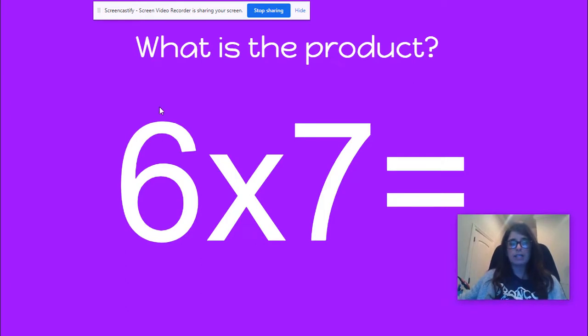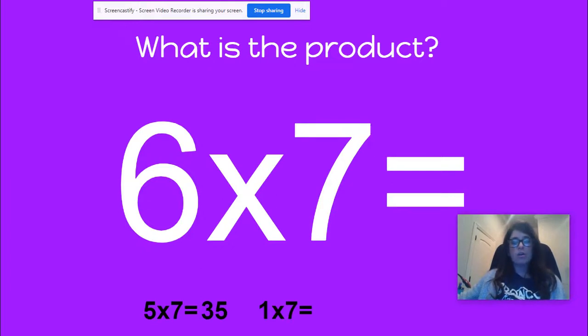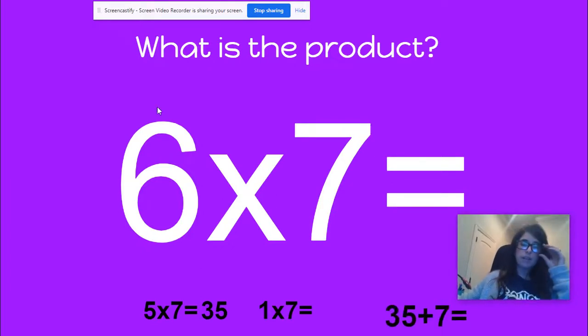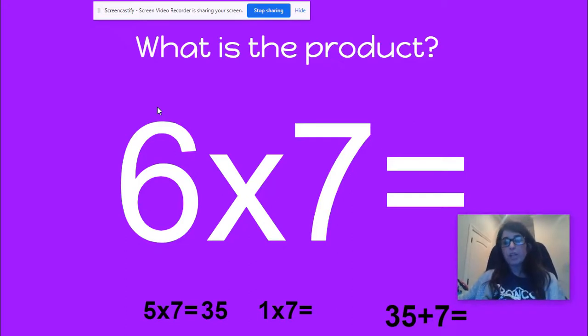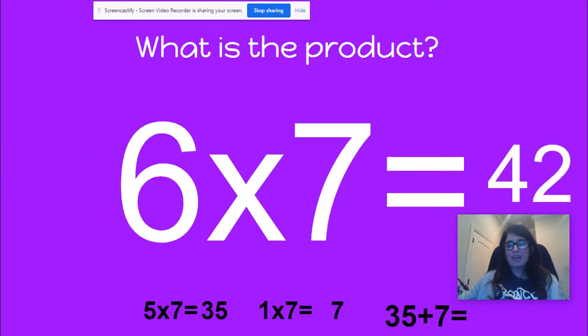What is the product? 6 times 7. You should know a strategy already by now how to solve this. If you know your 5s and your 1s, you can definitely solve this problem. 5 groups of 7 is what, friends? You should have said 35. And 1 group of 7 is, you should have said 7. So 35 plus 7 is what, friends? I know 35 plus 5 is 40, plus 2 more is 42. You got it, friends.